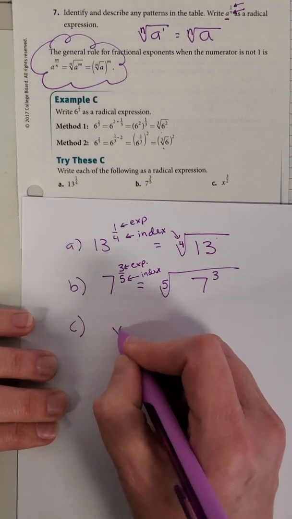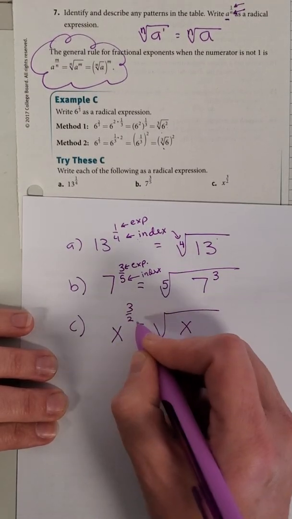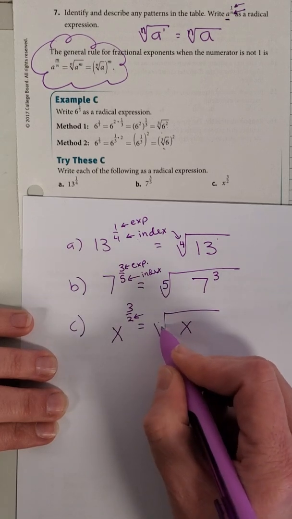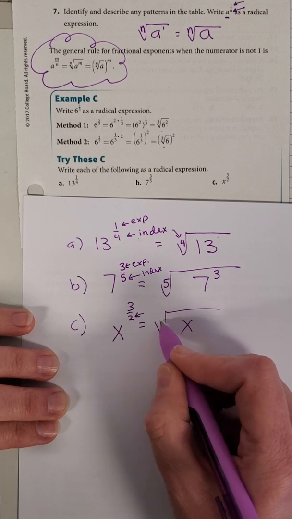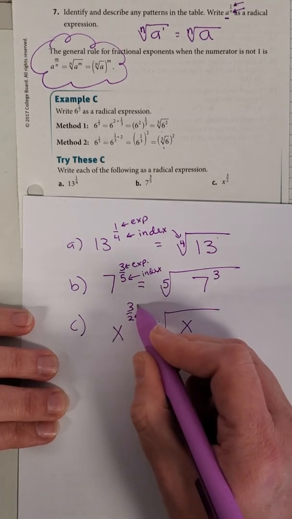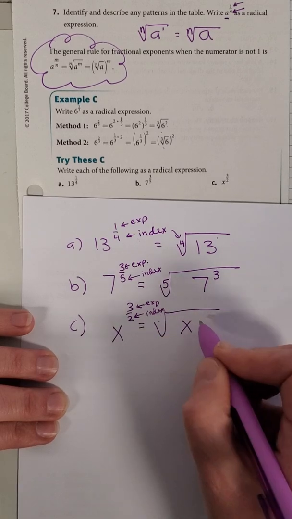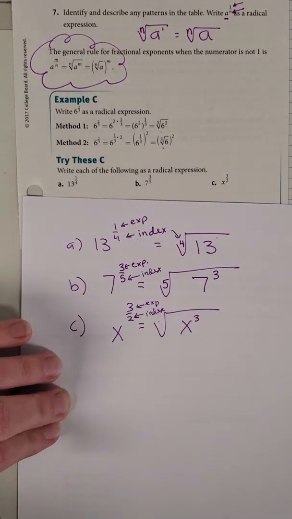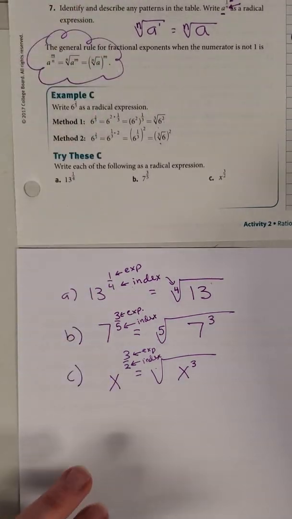C, x to the 3/2. I'm going to rewrite that. Remember, this is my index. It's a 2. I really don't write a 2. If it's a square root, it's implied that it's a 2. And this is my exponent. So my exponent is a 3. There, we've now rewritten each of these as radical expressions.